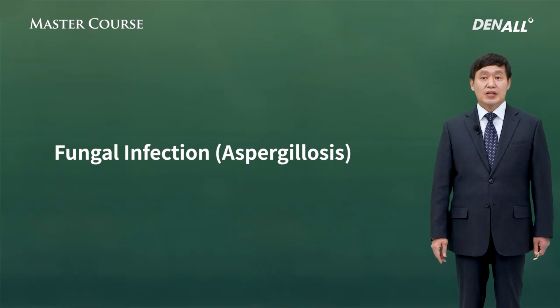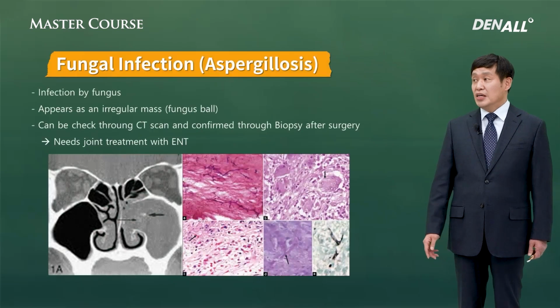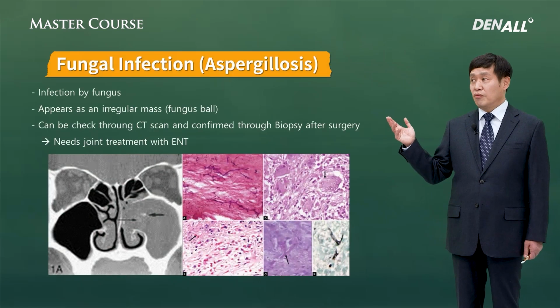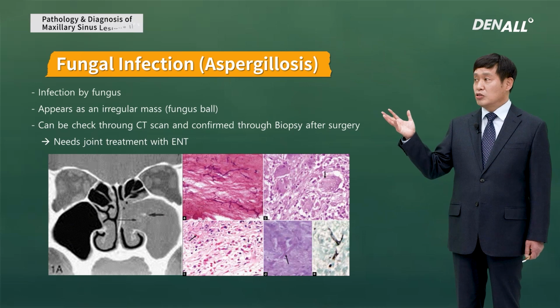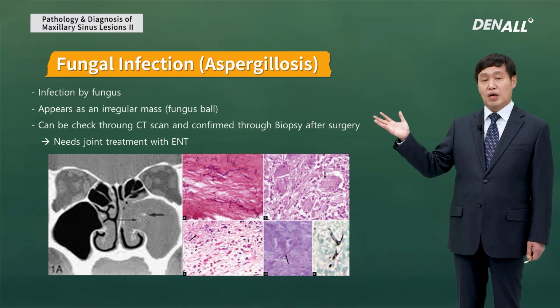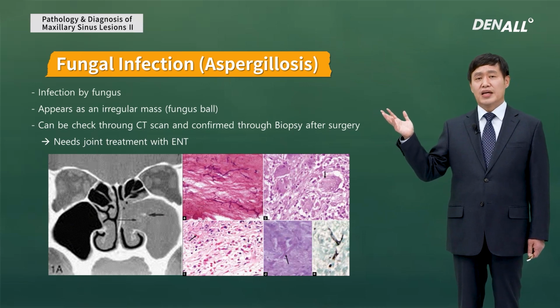Next is fungal infection. This occurs very rarely within sinus. At times, fungal infection can occur. In those cases, we call this aspergillosis. The fungal infection is caused by fungus. Irregular masses can be observed. It is not healed easily.